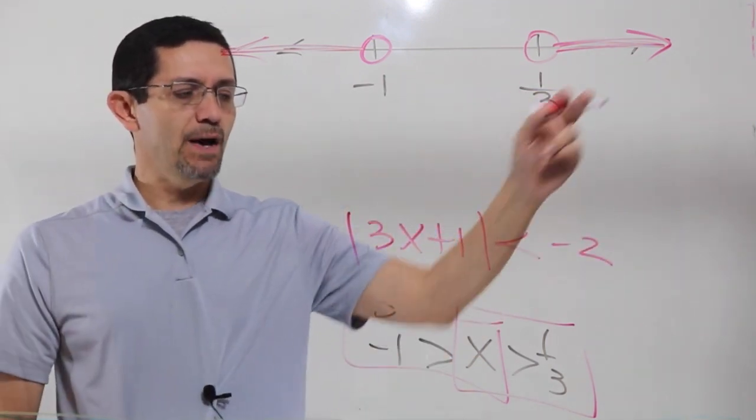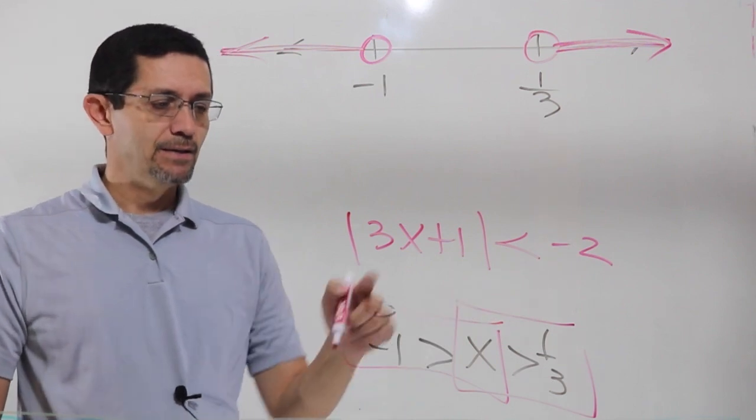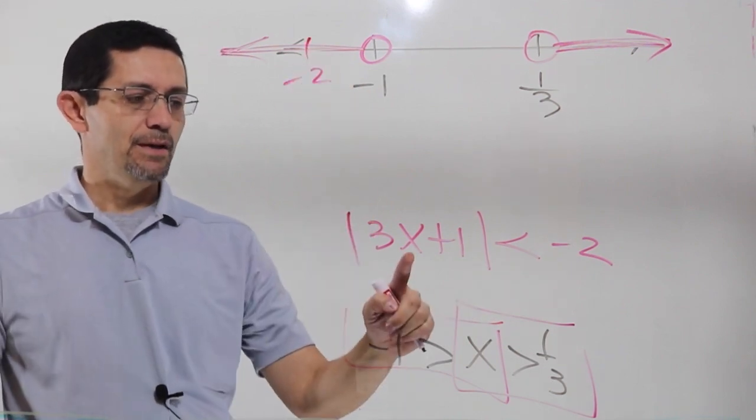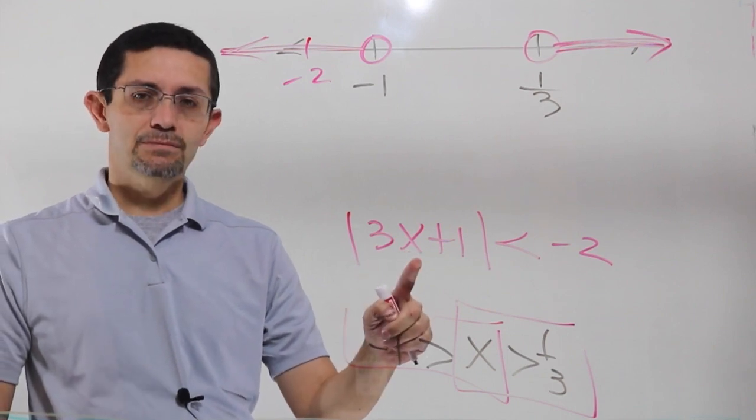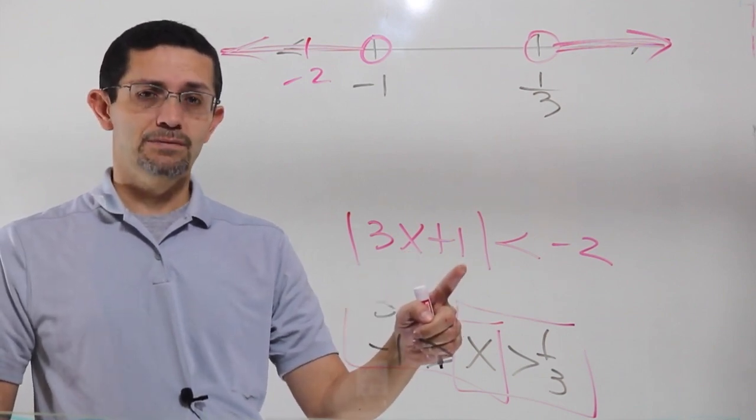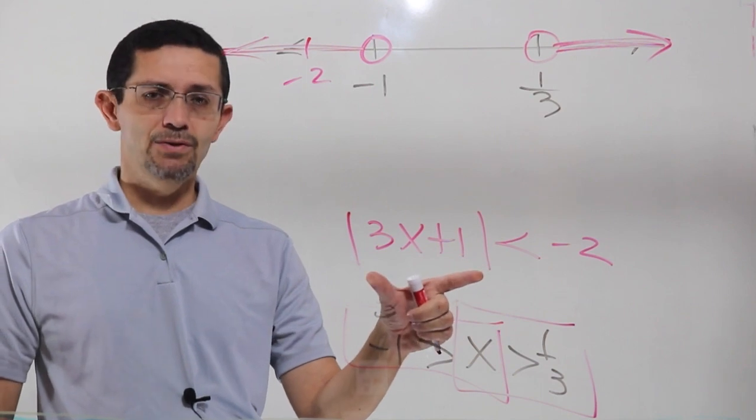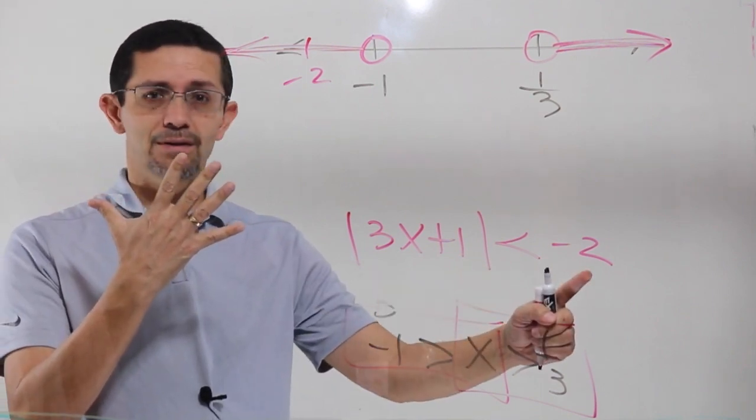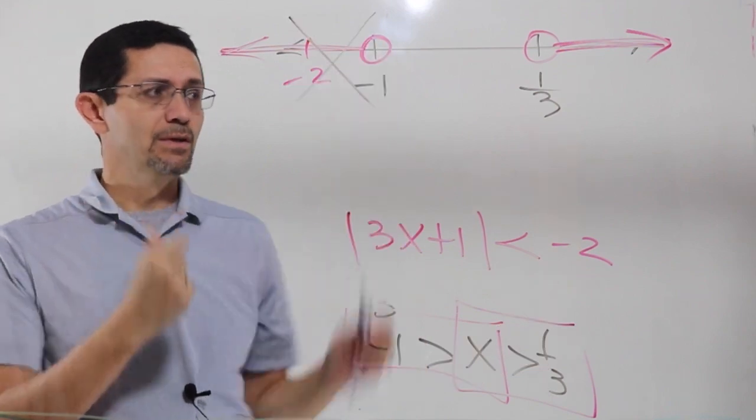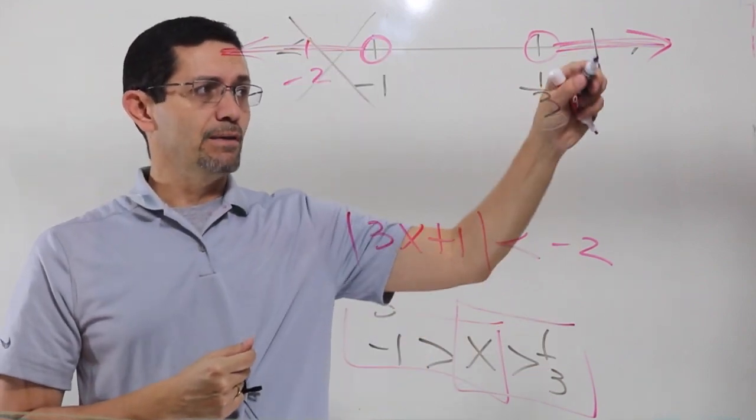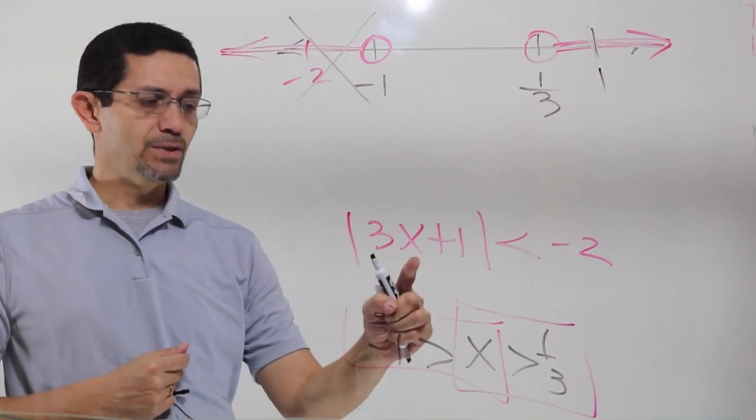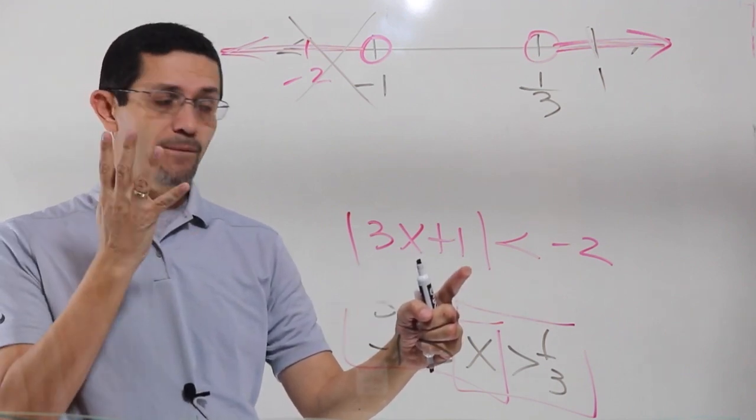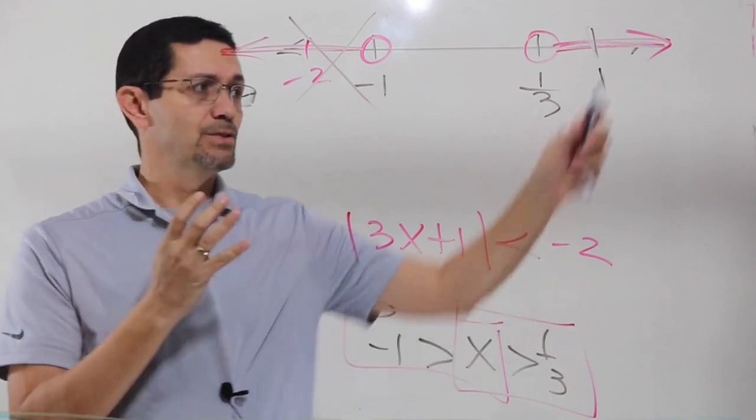Let's try one of those values to see if it makes sense or not. So let's try, I don't know, this is -1, so let's try -2 for example. 3 times -2 is -6, plus 1 is -5. Absolute value of -5 is +5, which is not greater than -2, so it doesn't work. 1/3, something to the right, let's pretend 1. 3 times 1 is 3, plus 1 is 4, absolute value 4, not less than -2.